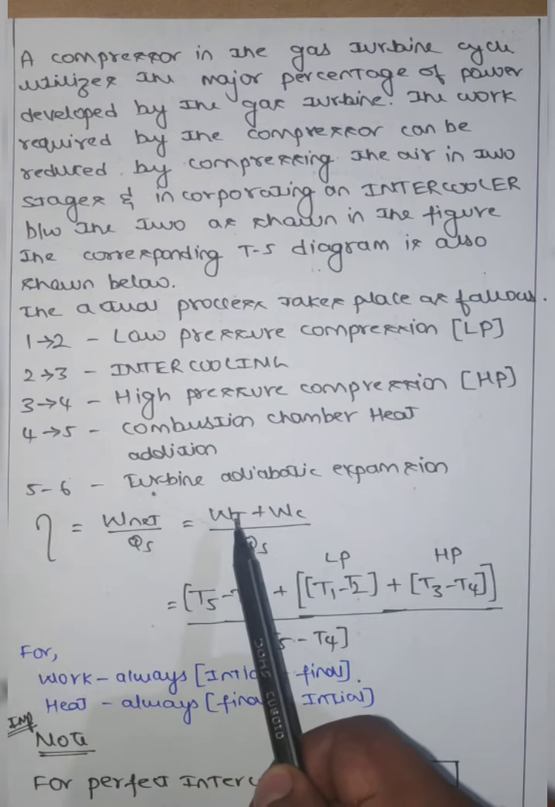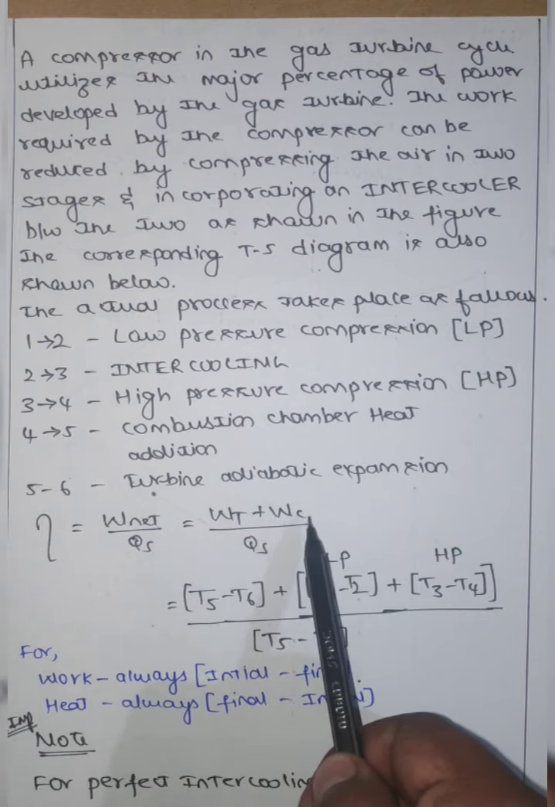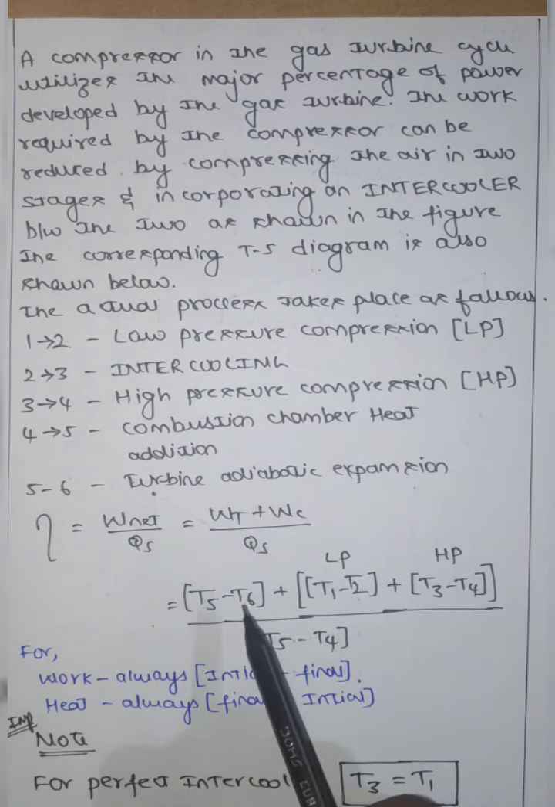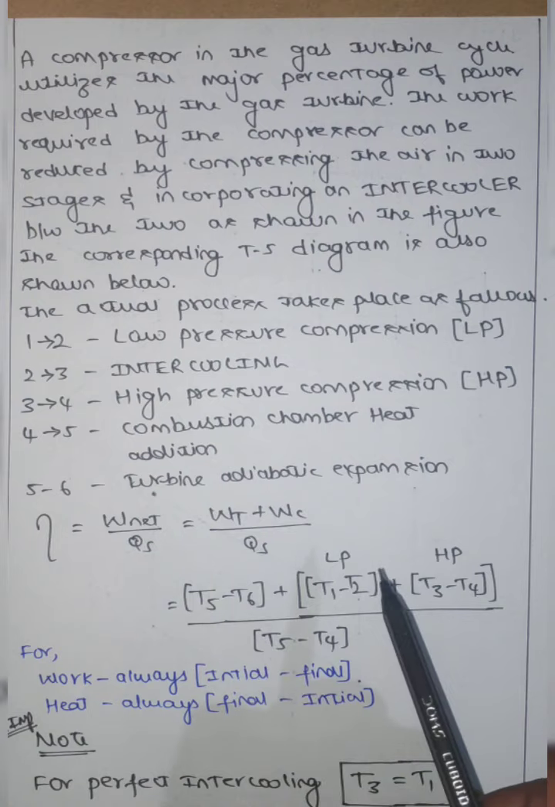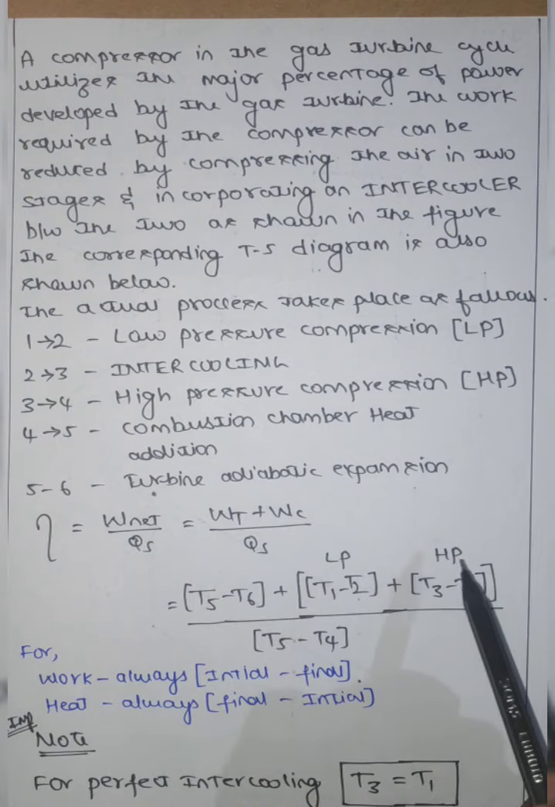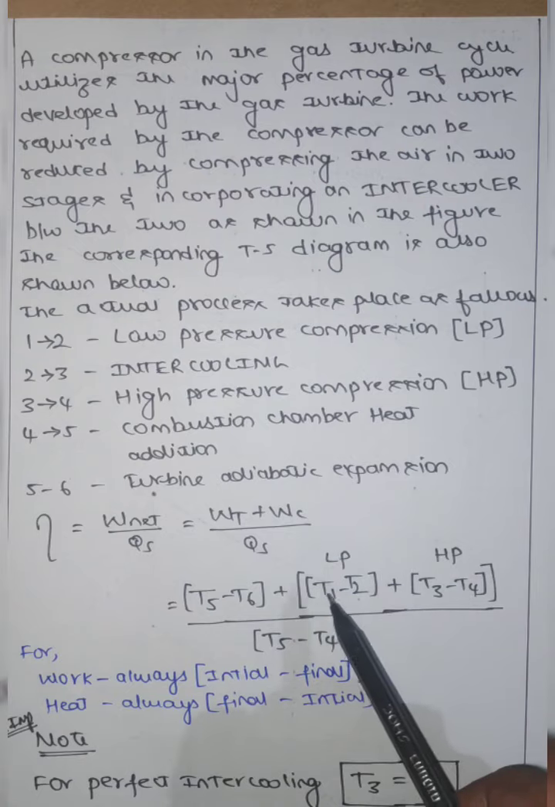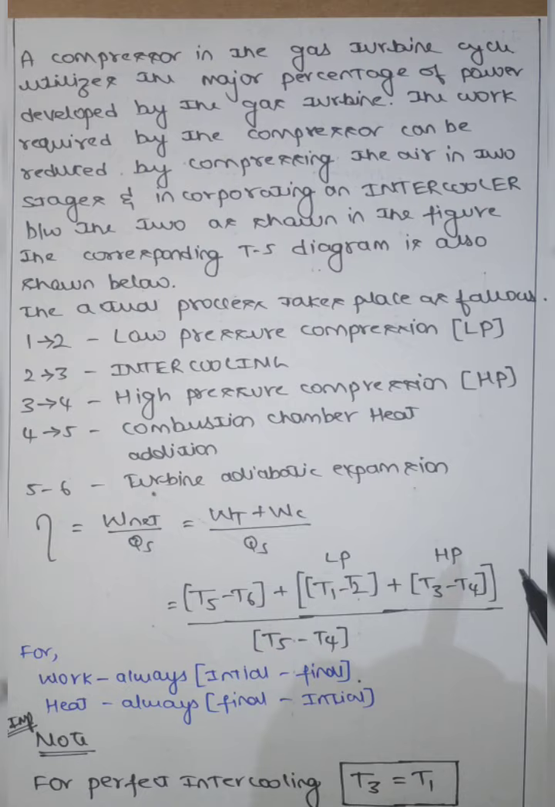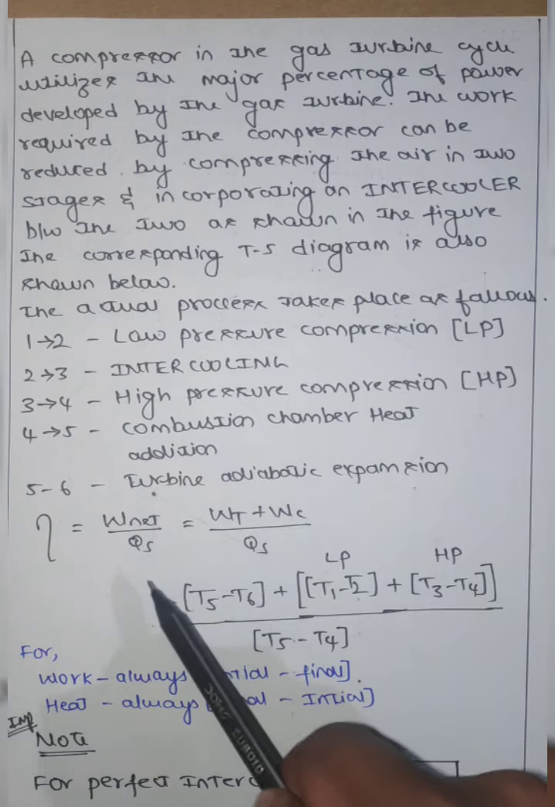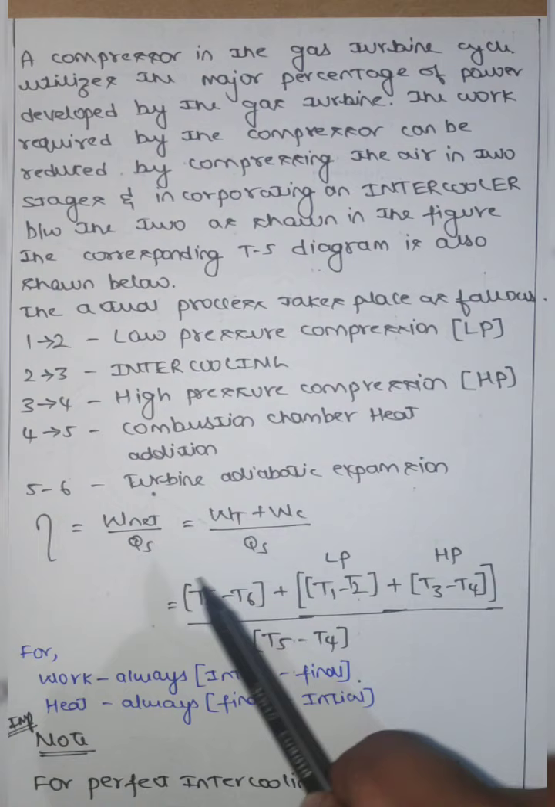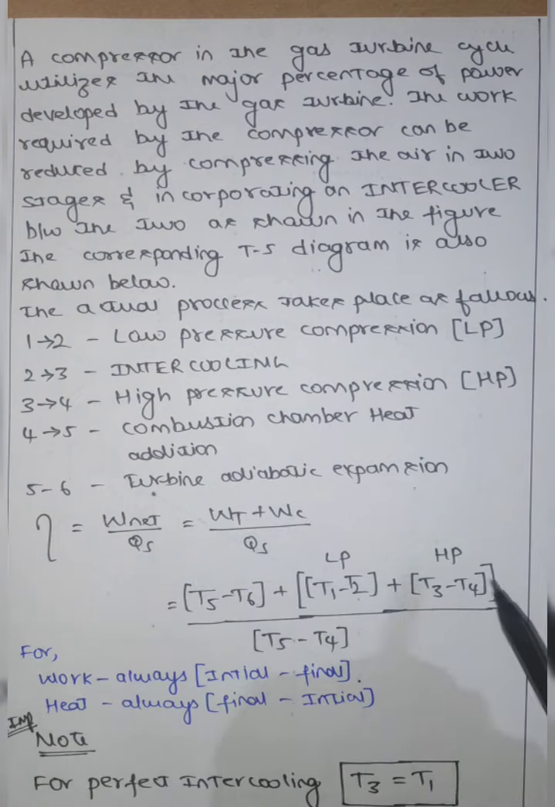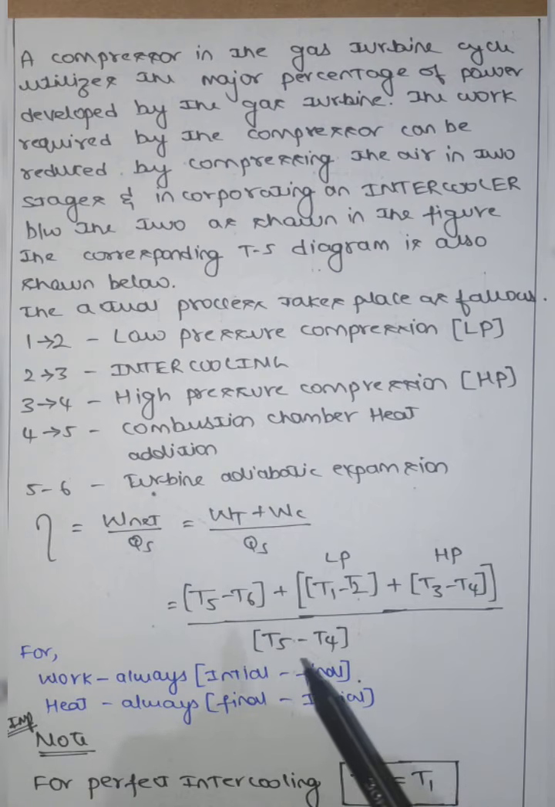So the net work is nothing but the turbine work plus compressor work. So turbine work is T5 minus T6, initial minus final, plus there are two compressors. Remember, there are two compressors, one is LP and the other is HP. So LP is T1 minus T2 and HP is T3 minus T4, which are all initial minus final. The whole thing in the numerator is the work expression, so it is initial minus final, whereas QS is heat, so here it will be final minus initial. So you can even take a note that for perfect intercooling, T3 would be equal to T1.